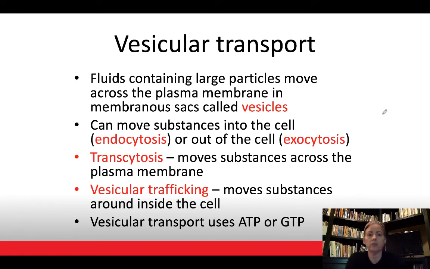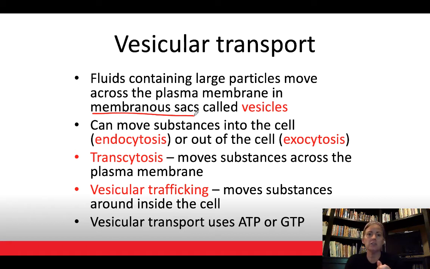Okay, vesicular transport. So vesicular transport is basically based on using vesicles, which are these membranous sacs which contain substances. So we are able to take large particles across the plasma membrane. We can either bring it into the cell, which we call endocytosis, or we can eject it from the cell, and that's called exocytosis.